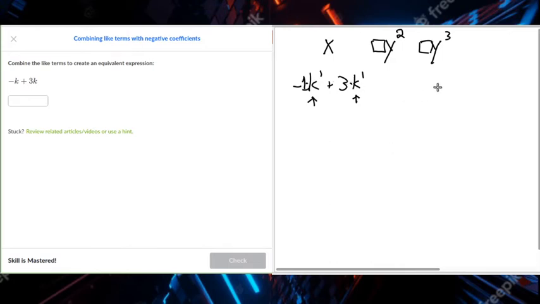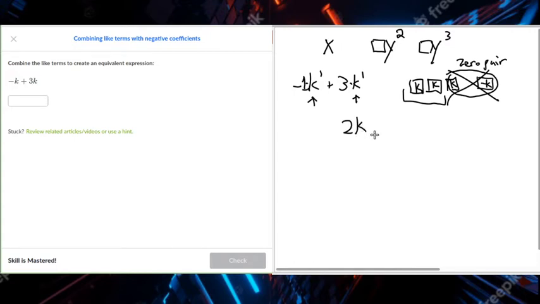So here I have 3 k's. It's like I have a k here, and a k here, and a k here. And here I have negative 1k, and it's like I have a negative k. And a k and a negative k are going to join together to make what's called a zero pair. And then they make 0 together. So what we're left with is 2k. Let's go ahead and put that in.